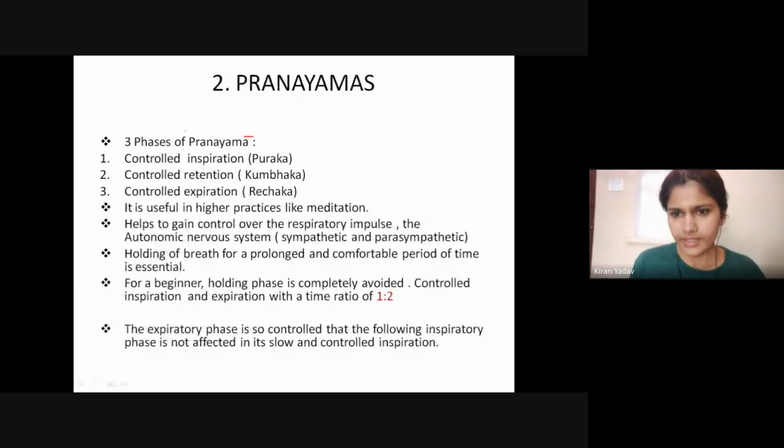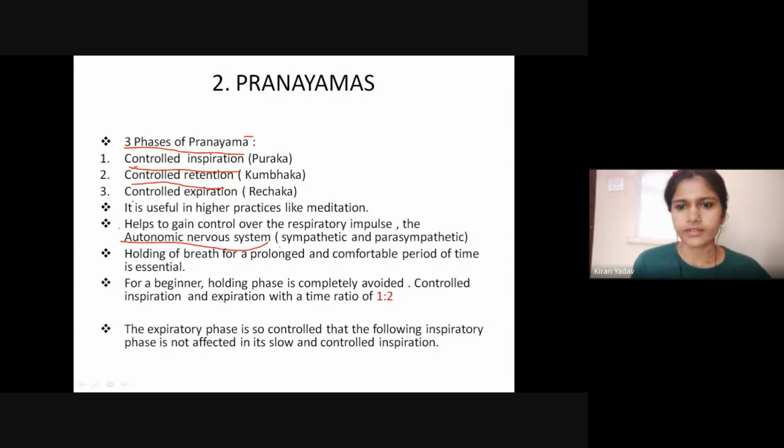Pranayamas, second is pranayamas. Three phases of pranayamas. First one is puraka, controlled inspiration. Second one is controlled retention, which is kumbhaka, holding of breath. And third, expiration, rechaka. These are three phases of pranayama. It is useful in higher practices like meditation and helps to gain control over the respiratory impulse, autonomic nervous system.